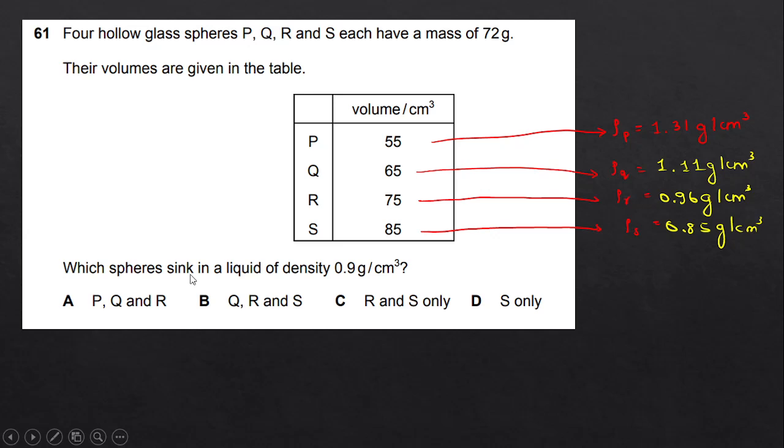So which spheres sink in a liquid of density 0.9 gram per cm cube? Any sphere with a density larger than 0.9 gram per cm cube will sink. So here object P, object Q and object R all have densities greater than 0.9 gram per cm cube. So all these three will sink. So the correct answer is option A.